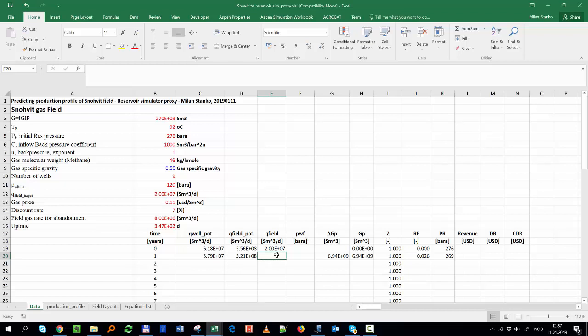For that, we use this function called IF. We put the condition first. If this guy is greater than this rate, then simply use the rate. Otherwise, use the maximum that the field can produce, go to open choke. Be careful, we have to block B12, so F4 and F4.